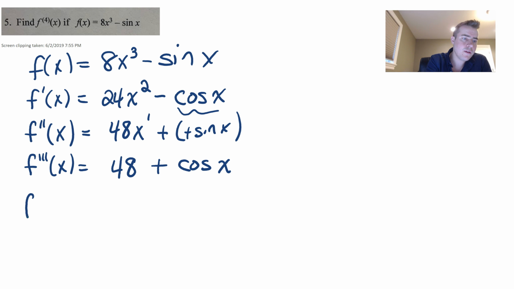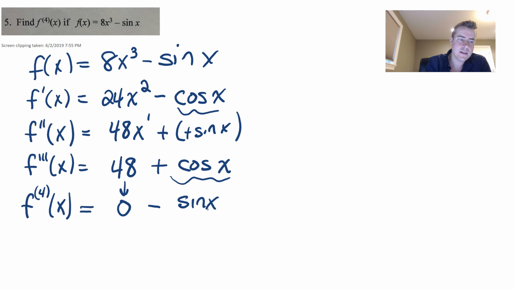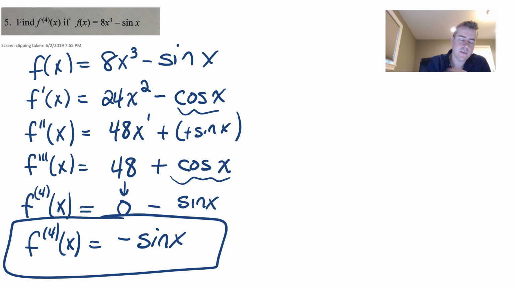Okay, and then the fourth derivative here, so fourth of x. Well, the derivative of just a constant is 0. Okay, so it's 0. The derivative of cosine is negative sine x. So the fourth derivative here is just simply negative sine x. Okay.